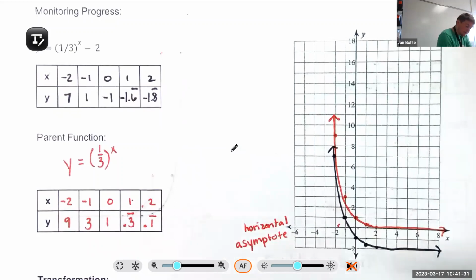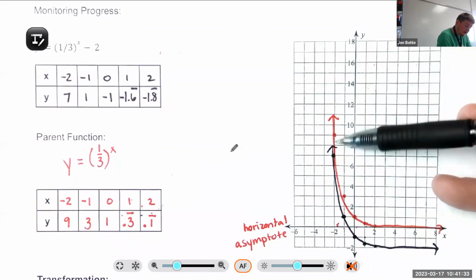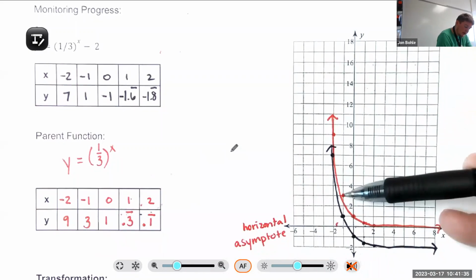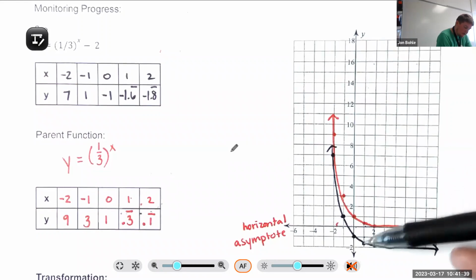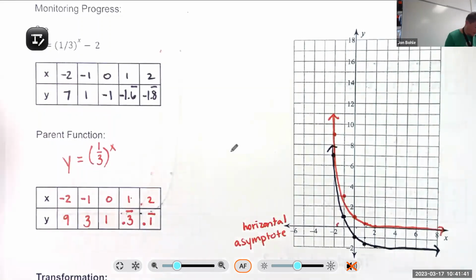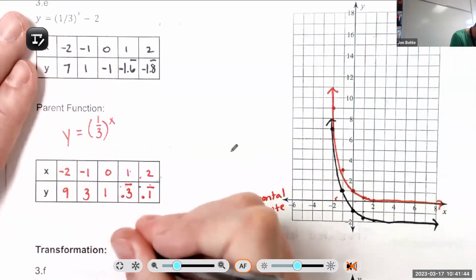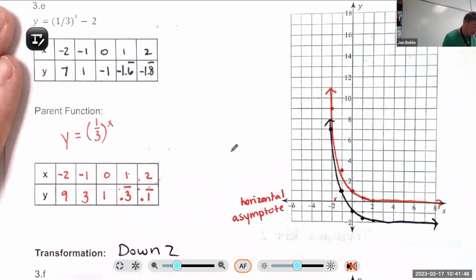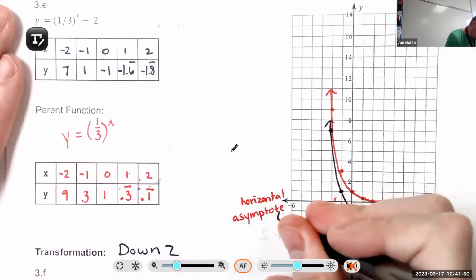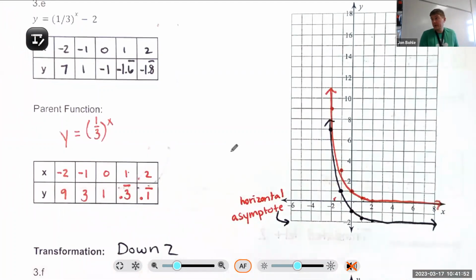Okay, down, we can check. So I have this point down 1, 2. This point down 1, 2. 1, 2. 1, 2. So it does. Down 2. Perfect. That's the transformation. When it moves it down 2, notice that it takes the horizontal asymptote and it also moved it down 2. So now instead of getting infinitely closer to the x-axis, it's getting infinitely closer to the y value of -2.